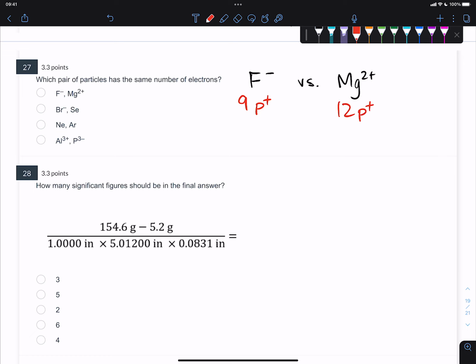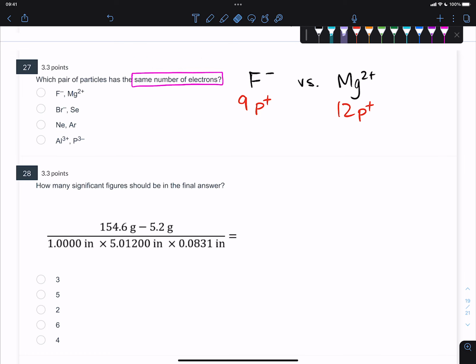Oh, and I should probably say, I don't know if you learned this term in your particular class, but when something has the same number of electrons, that's considered isoelectronic. If they have the same electron configuration. But that's just a term you might hear about later.